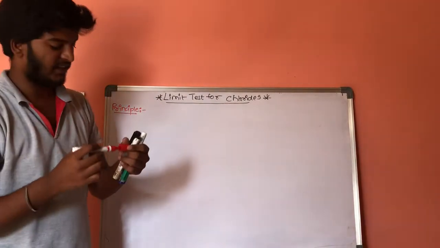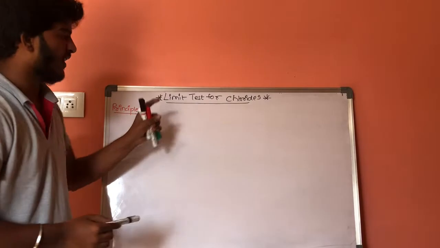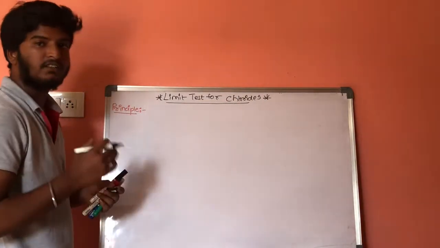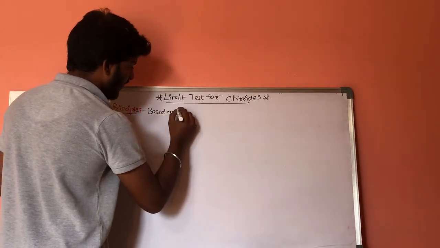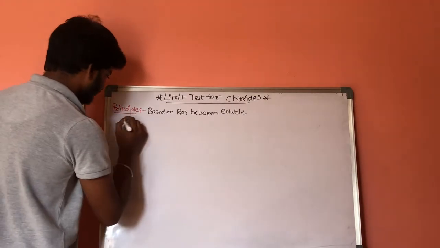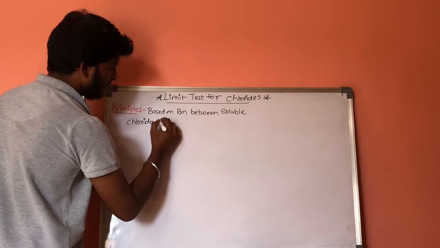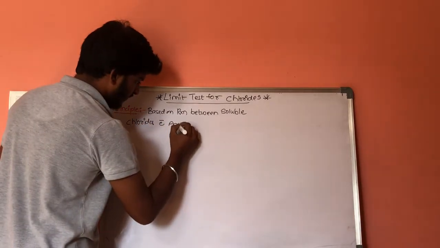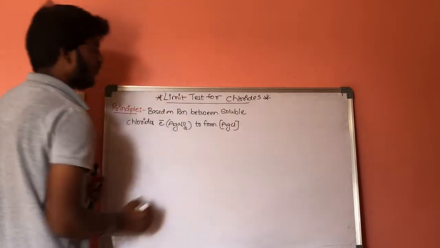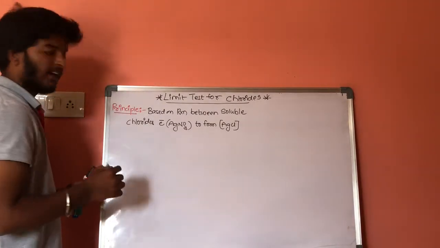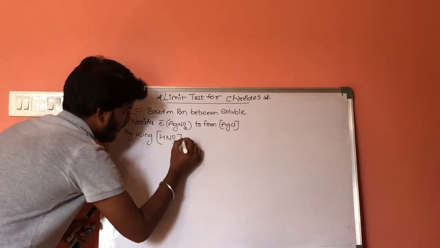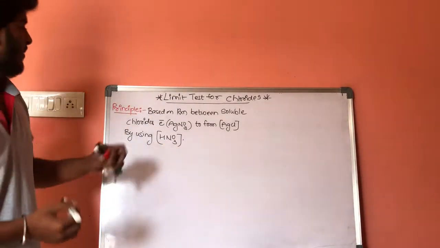The principle for the limit test of chlorides is that it is based on the reaction between soluble chlorides and silver nitrate to form silver chloride, by using dilute nitric acid, HNO3. This is the principle of the limit test for chlorides.